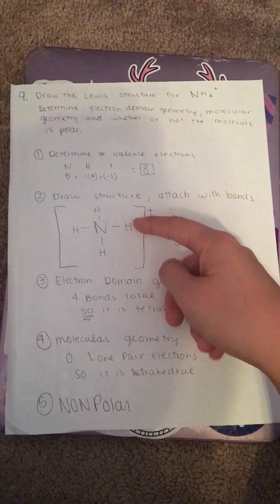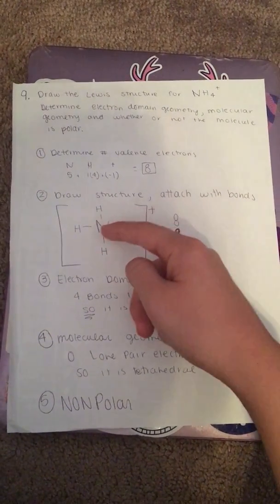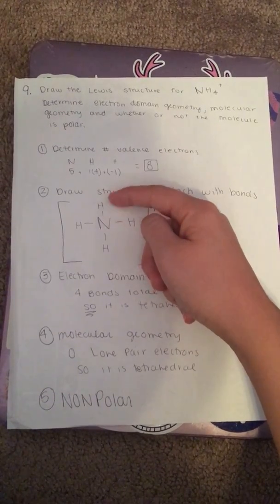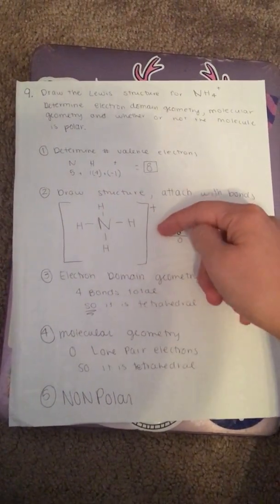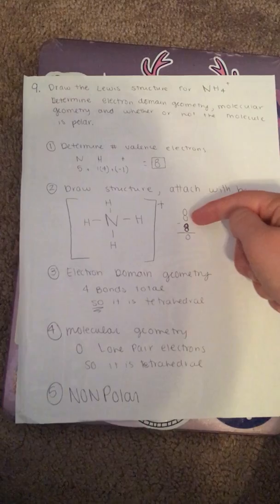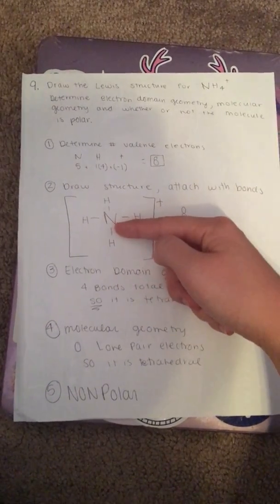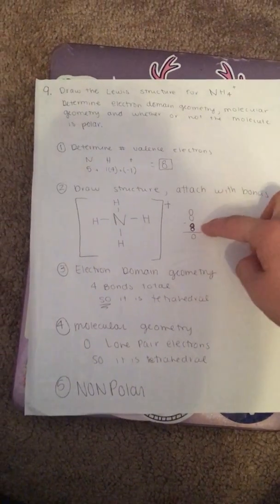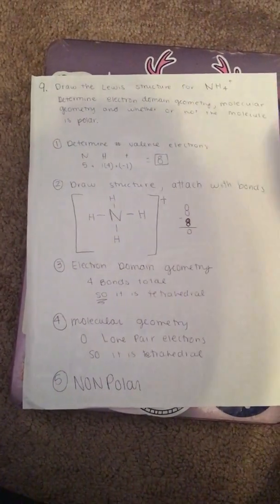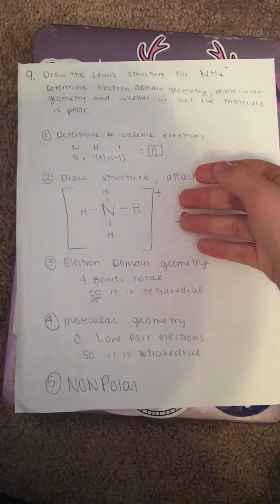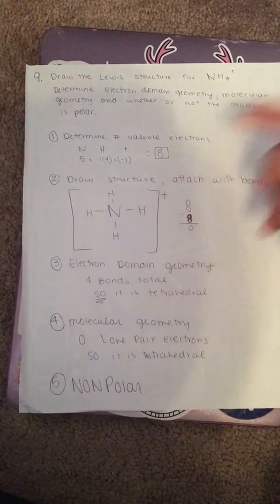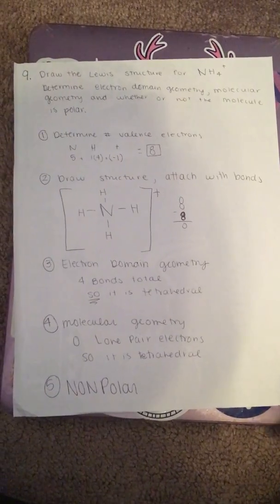Second, we're going to draw the structure and attach it with bonds. So we have nitrogen in the center, and we're attaching a bond of hydrogen to each side of the nitrogen. Each bond is equal to 2 electrons, so we have 4 bonds with 2 electrons, and we subtract that from our valence electrons, and then we used up all our valence electrons as shown in this molecule. And then we denote that it's an ion by adding the plus charge on the outside of the structure.